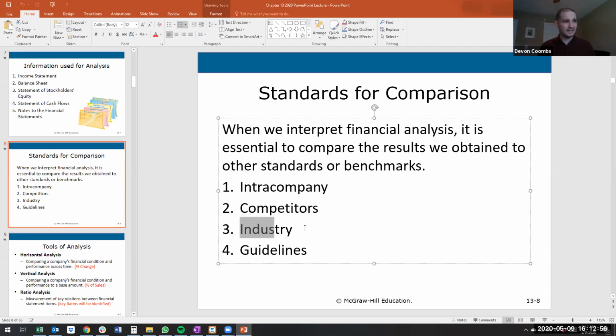I might want to compare against the industry as a whole using industry reports. So it would be useful for me to understand as a whole, are my rates too high? Are my rates too low? Am I on track? If the industry is growing and my business is shrinking, what am I doing wrong? If I'm exceeding the industry, what am I doing right?